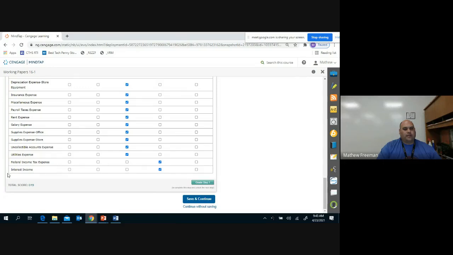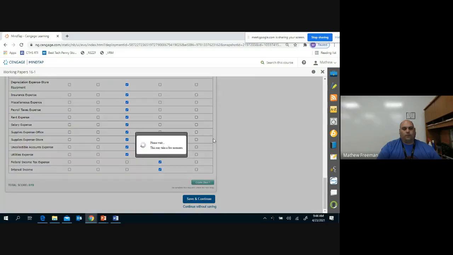This here is interest income, money that we generate through providing loans or interest gain through investments. So it's not really part of our operations of selling merchandise. And federal income tax, same thing. It's money that we have to pay that we're going to calculate at the end of the year. So we can go ahead and move forward now.